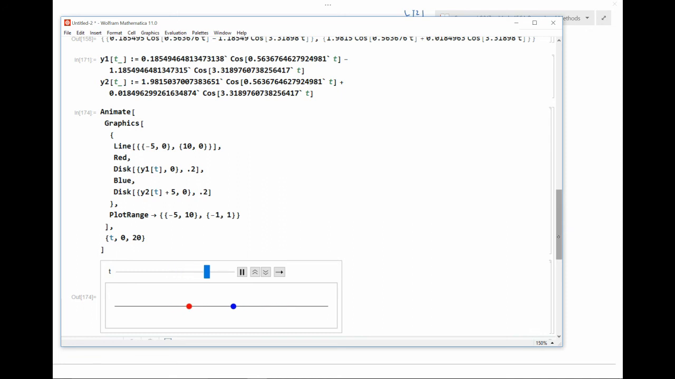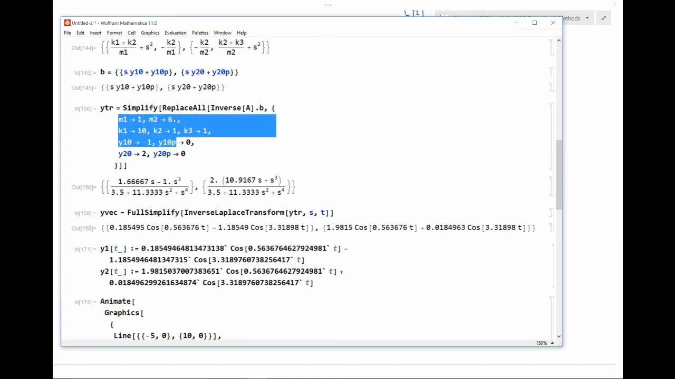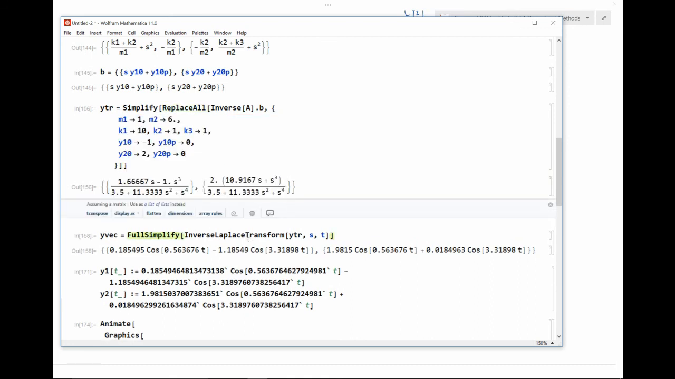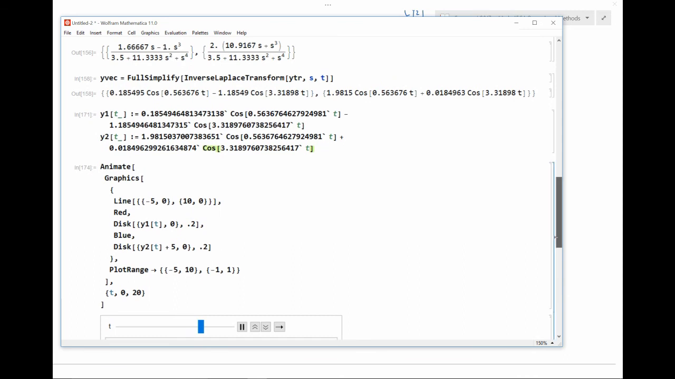If I want to change the parameters, all I have to do is go up, change my parameters here, take this function, invert the Laplace transform, redefine y1 and y2, and then recompute this animation.